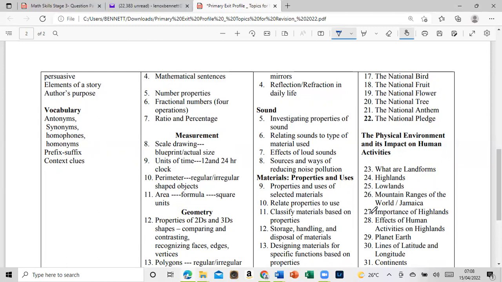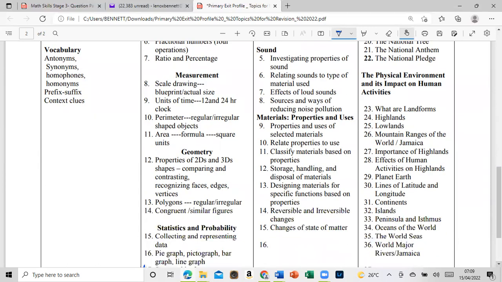All right. It says material properties and use. Properties and uses of selected materials. Relative properties to use. Classify materials based on properties. All right. Storage, handling, and disposal of material. Designing material for specific function and properties. So ensure that your teachers have gone through all of these with them. These are all coming on the exam.